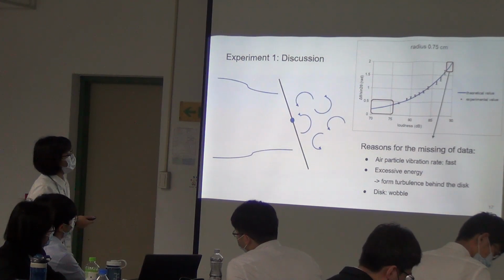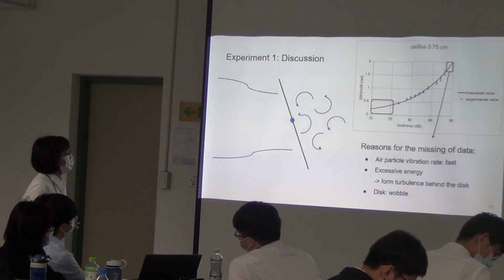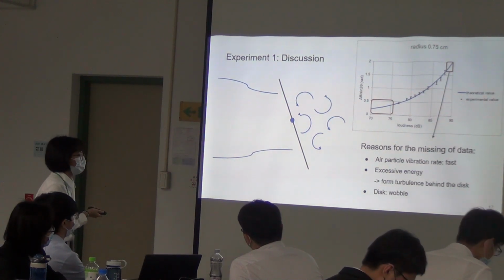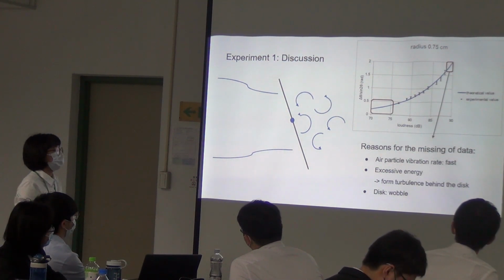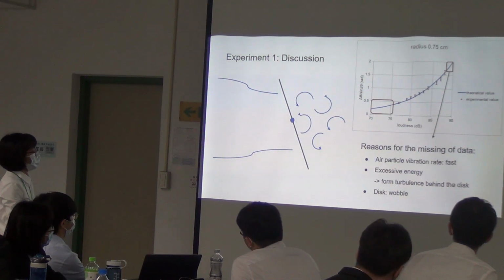And the reason for the missing data in the back of this spherical body is that the air particles vibrate really fast, and so it has excessive energy and forms turbulence behind the disc, so the disc will wobble.